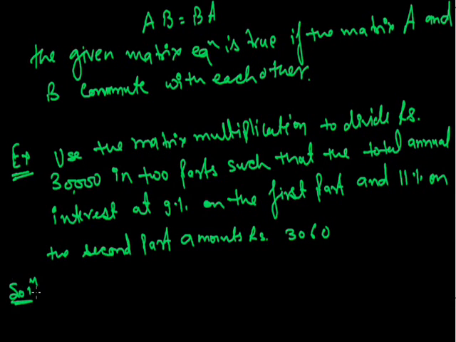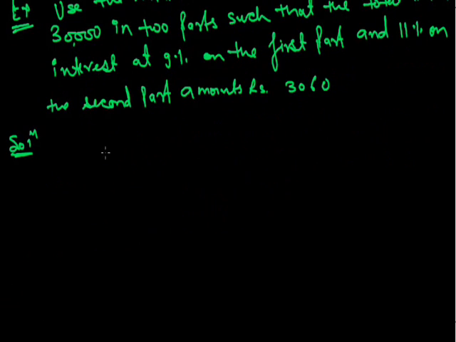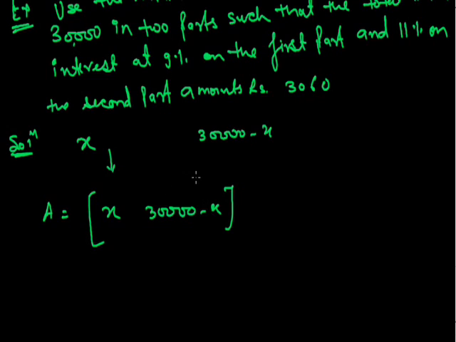Solution. Let's divide the amount into two parts. So part 1 is x, and the second part is 30,000 minus x. So matrix A is the row x, 30,000 minus x. Now the matrix R represents the annual interest rates, so R equals the column 0.09, 0.11.